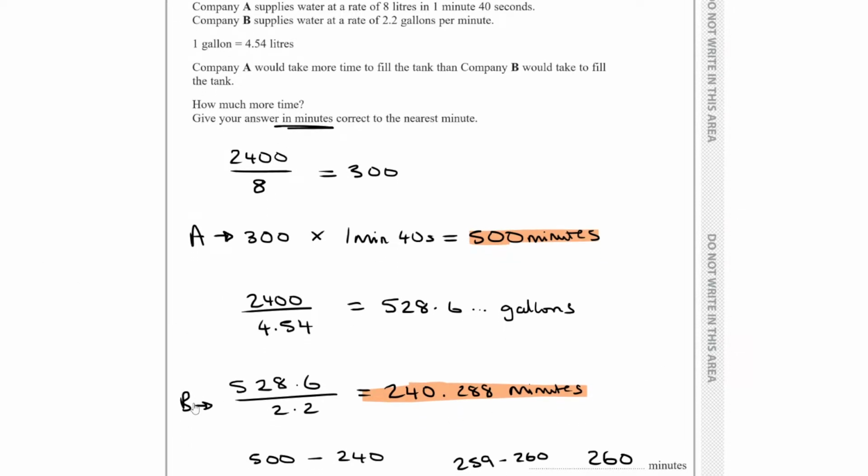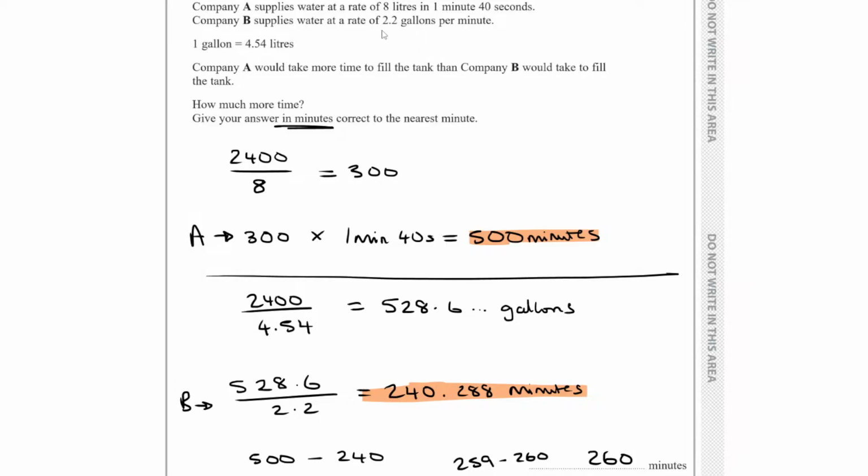So for company B, it's a rate of 2.2 gallons per minute, which is obviously a different version of volume, isn't it? So they gave us that conversion. Now, you have two options, I guess. What I did was I took the total. We're starting with 2,400 litres either way. I converted the total litres into gallons for the whole tank. So the total tank is 528.6 gallons.